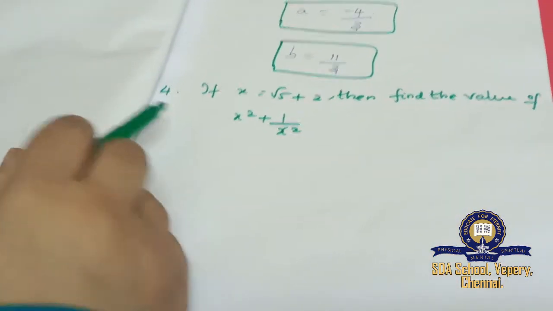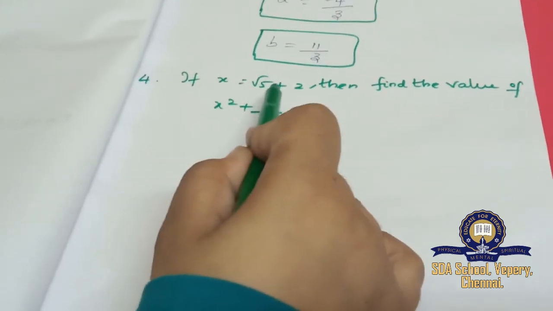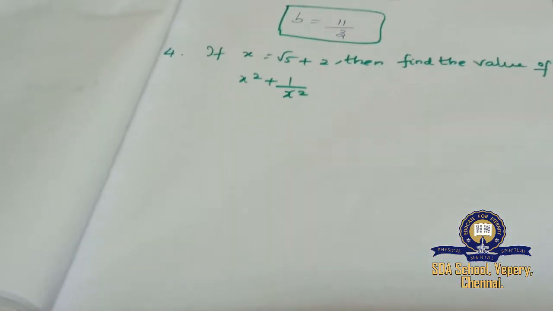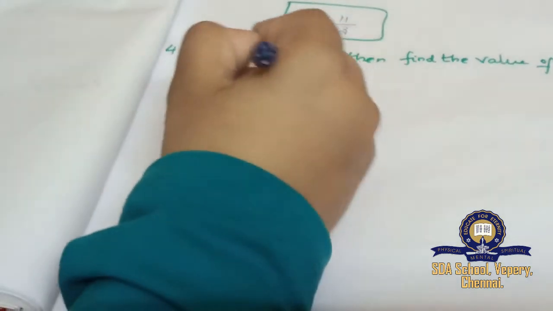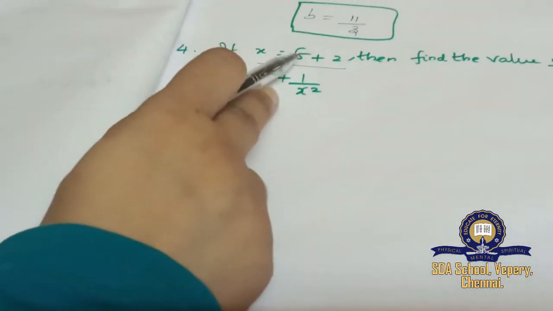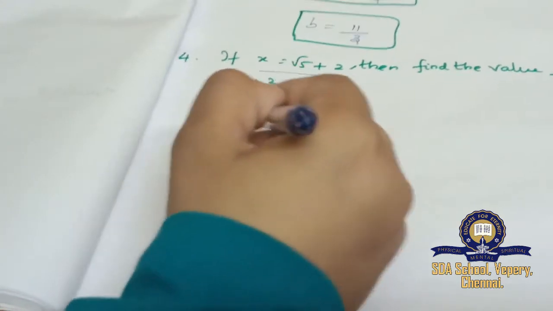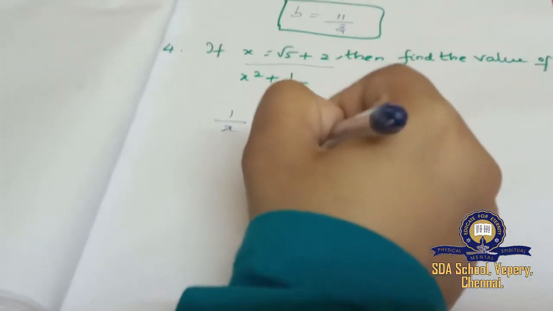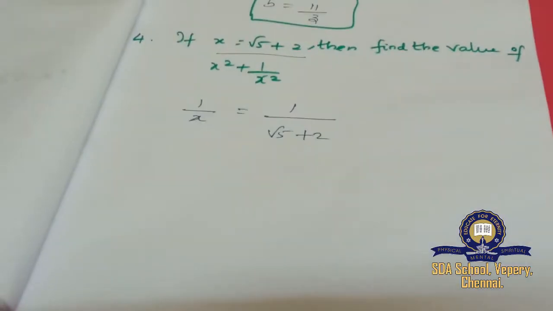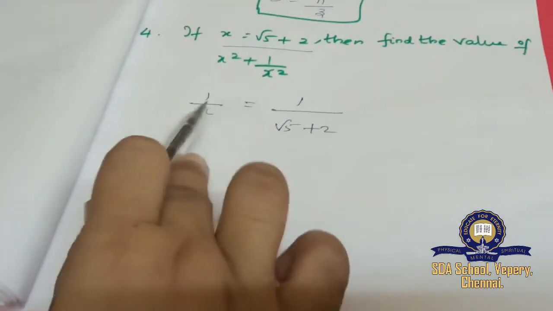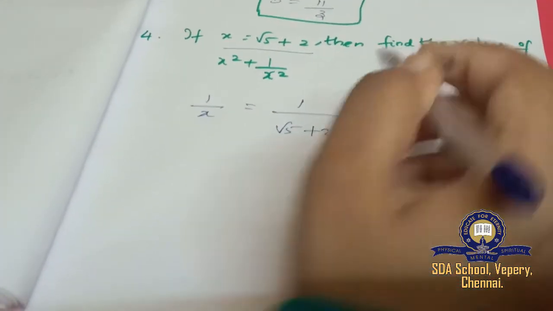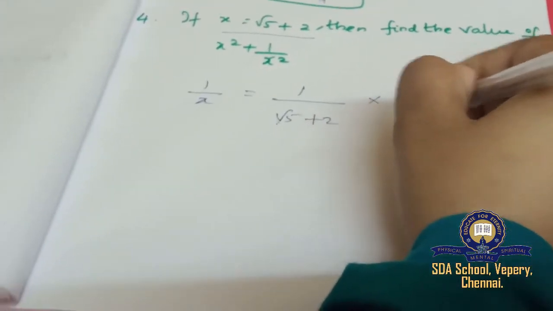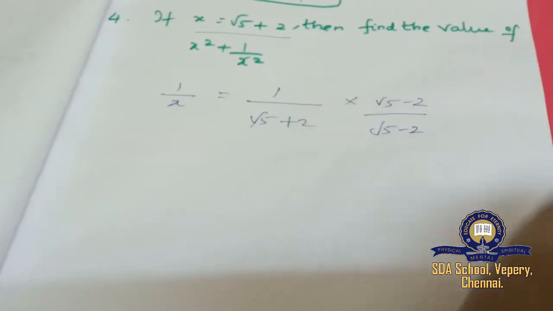See, fourth question. If x equals root 5 plus 2, then find the value of x square plus 1 by x square. How do I proceed is, see, they have told that x is equal to root 5 plus 2. Now let me find 1 by x. How do I find 1 by root 5 plus 2? Yes, students, like this. Then I will rationalize the denominator, which means I will put root 5 minus 2 divided by root 5 minus 2.